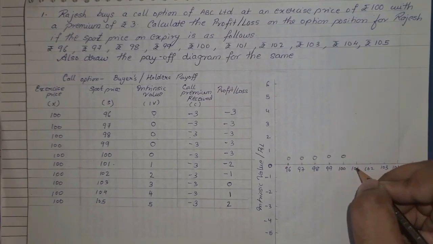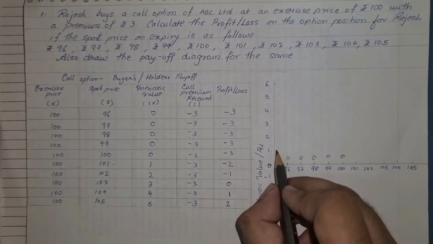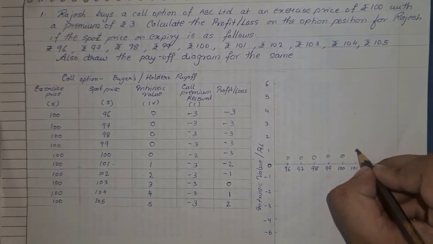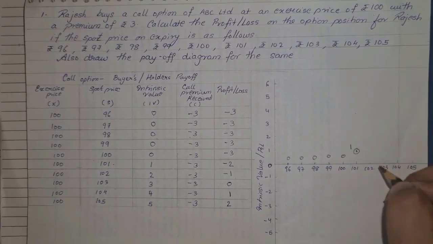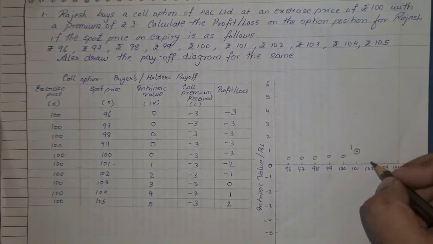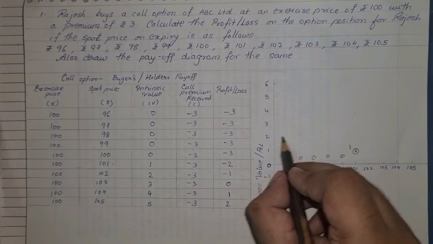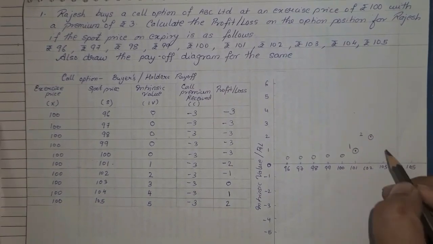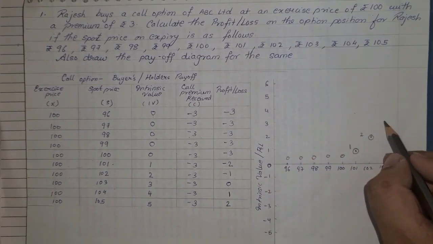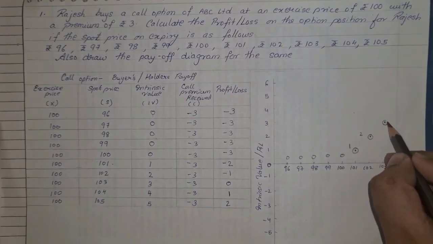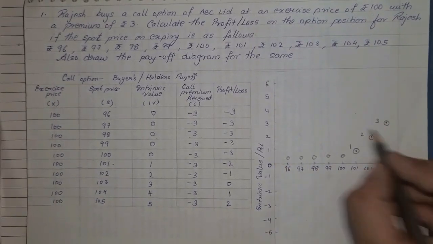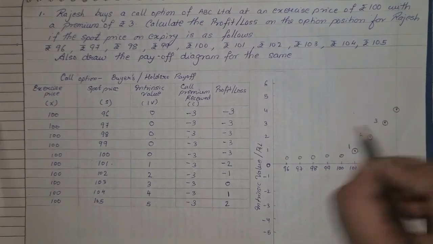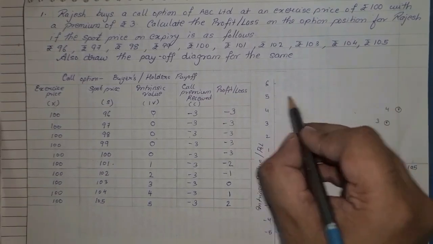Now after that there has been a change. At a price of 101, your intrinsic value has become 1. So 1 comes here, and we'll mark down that point. This is my point where the intrinsic value is 1, not profit, sorry. At 102 spot price, my intrinsic value was 2, so I marked down at 102 my second point. At 103 it is going to be 3. At 104 it's going to be 4. And at 105 it's going to be 5.